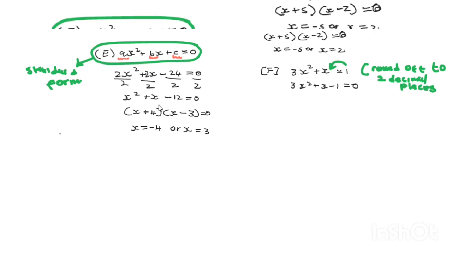So what you have to do when you get here, as we all know, is that our A is 3, our B is 1, and our C is negative 1. So what you do here, you just use the quadratic formula, over 2a, and then you just substitute your values.